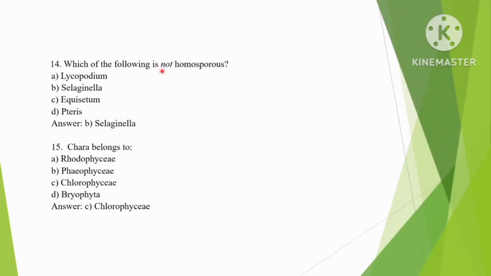Which of the following is not homosporous? So you have to be very careful. It's given not. Don't miss such kind of words in between. Not homosporous means that will be heterosporous. So the right answer is option B, Selaginella. It is a heterosporous pteridophyte which produces microspores, that is the male, and megaspores, female. And this is a step towards seed habit. Okay, microspores and megaspores both are produced in case of Selaginella. So that is why it is heterosporous.